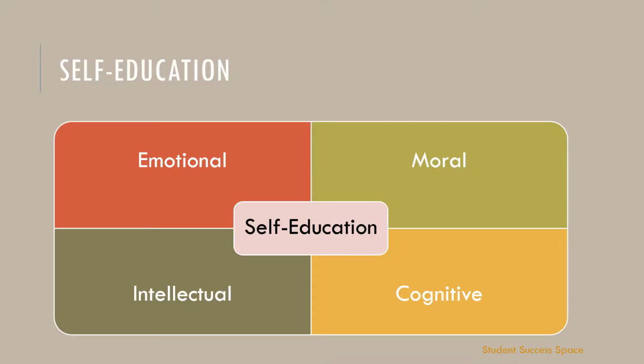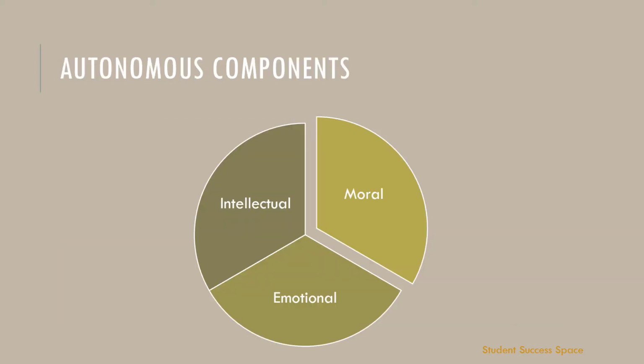Within self-directed learning, the concept of self-education lies. It is comprised of an emotional aspect, moral aspect, intellectual aspect, and cognitive aspect. However, it has been proposed that there may be three overlapping components to self-education or the autonomous learner. This would include an intellectual, moral, and emotional aspect.